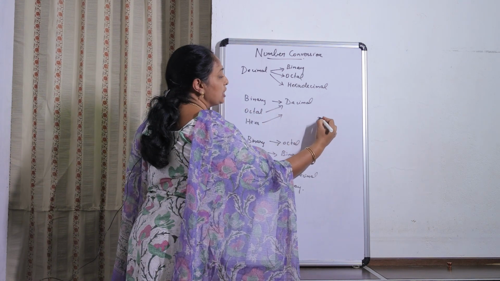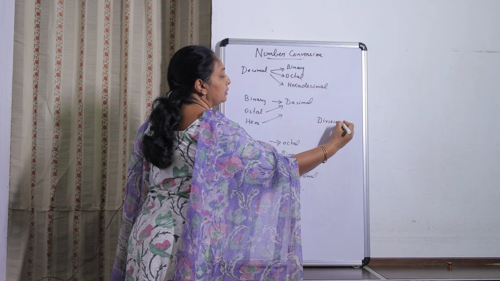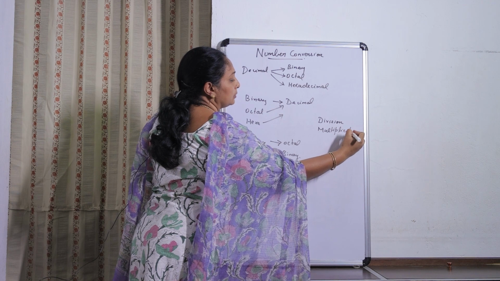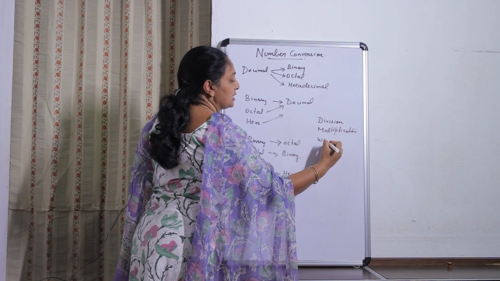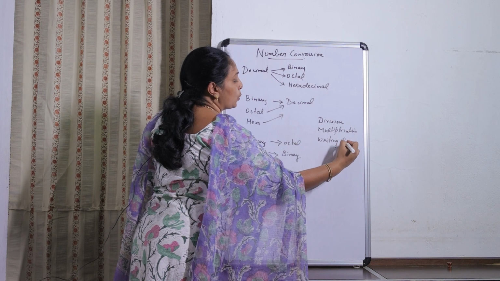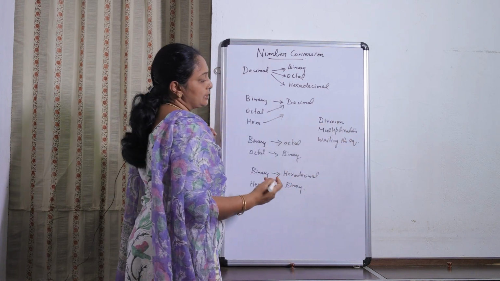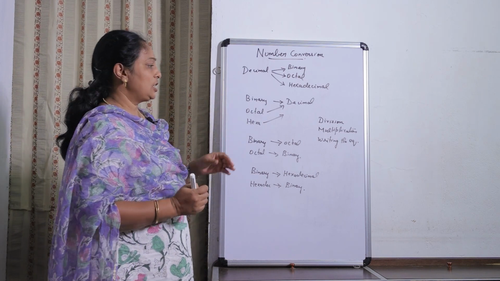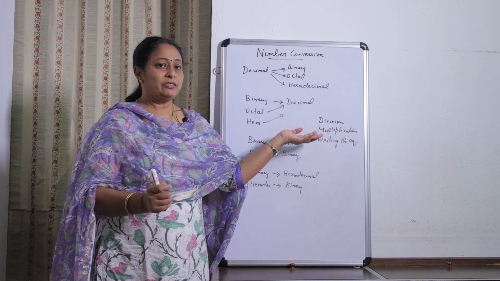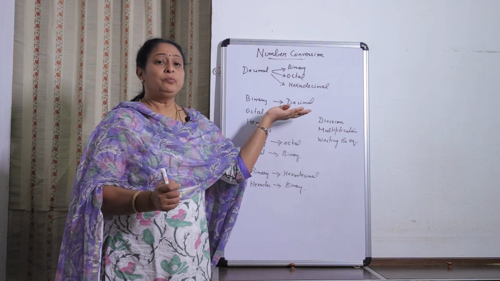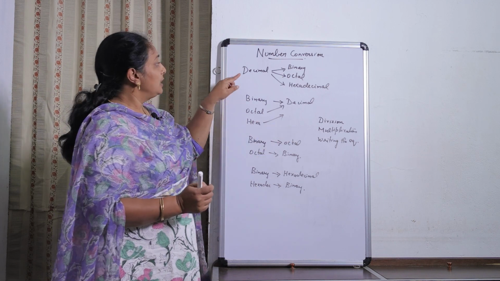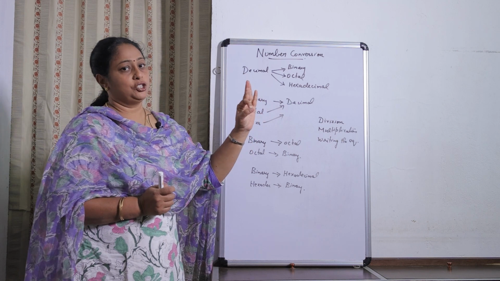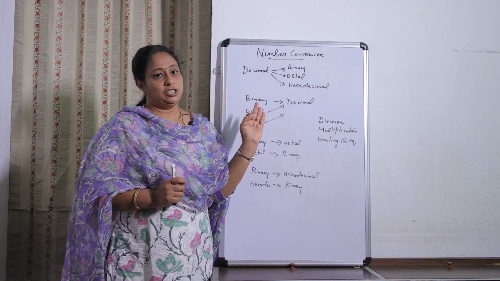One is division, another is multiplication, and the third is writing the equivalent value. We will see them one by one. Where should we use division? For decimal to binary, octal, and hexadecimal, for all these three conversions, we are going to use the method called division.